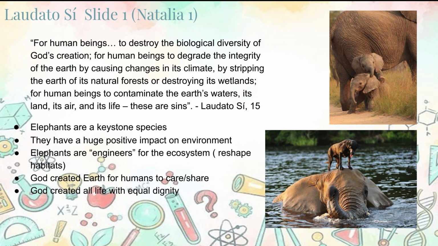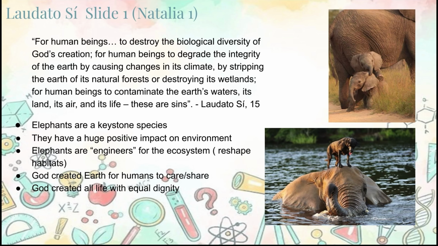For Natalia's Laudato Si slide, she used the quote, "For human beings to destroy the biological diversity of God's creation, for human beings to degrade the integrity of the earth by causing changes in its climate, by stripping the earth of its natural forests or destroying its wetlands, for human beings to contaminate the earth's water, its land, its air, and its life, these are sins." The quote emphasizes how harming biodiversity and ecosystems goes against the responsibilities humans have to care for the earth. Elephants are huge helpers in supporting and protecting ecosystems, which helps preserve God's creation and biodiversity.